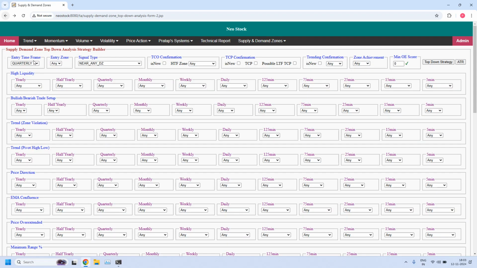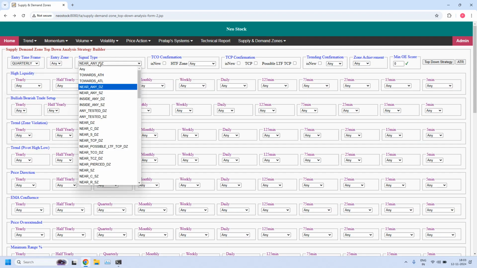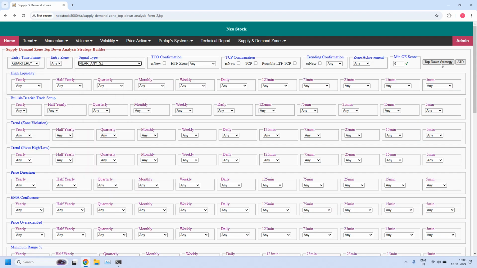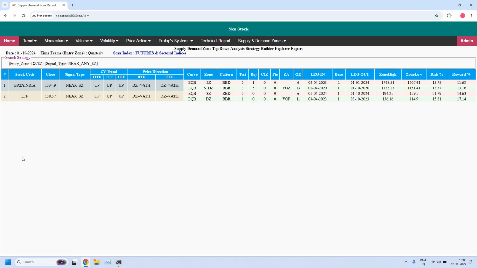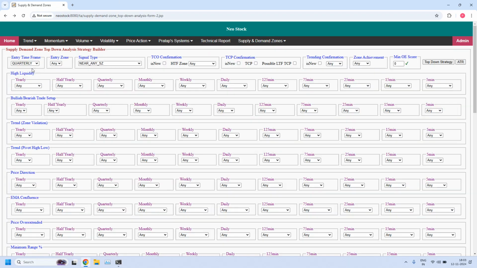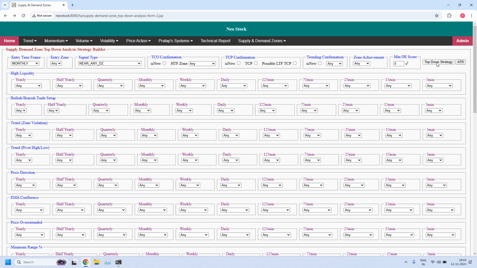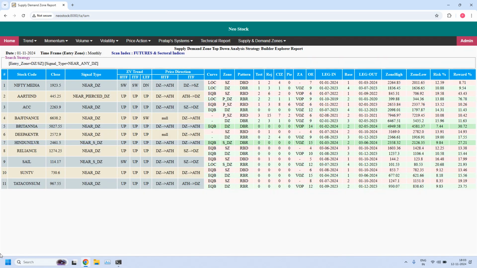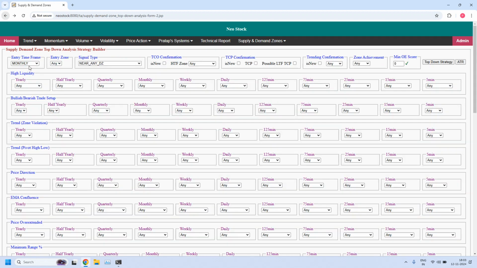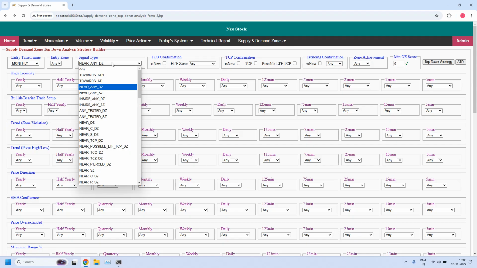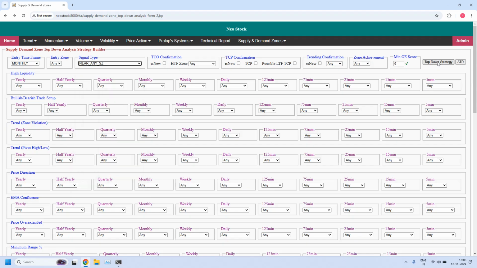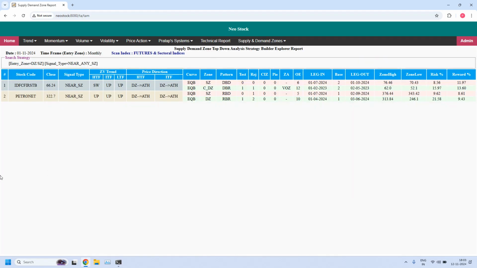Okay, next, for quarterly time frame, let us find the stocks near quarterly supply zone. 2 stocks are filtered. Next time frame is monthly. Let us find the stocks near monthly demand zone. 11 stocks are filtered. Next monthly time frame. Let us find the stocks near monthly supply zone. 2 stocks are filtered.